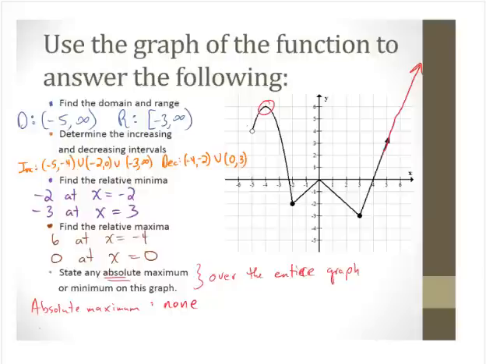Is there an absolute minimum? All right, and in fact there is an absolute minimum. There is a lowest point on this curve, and it is -3 at x equals 3.